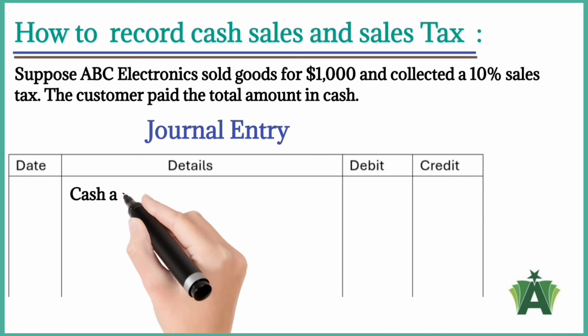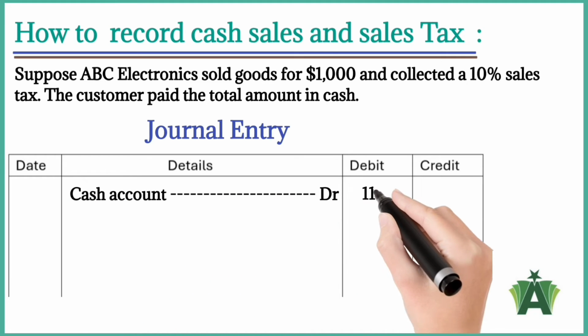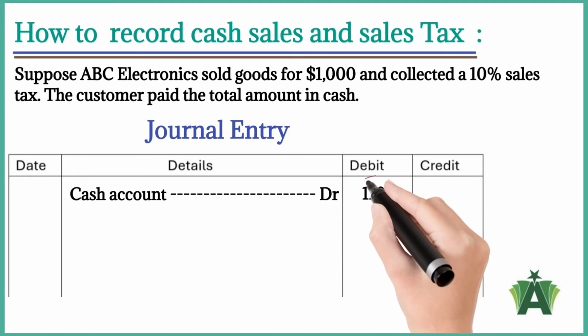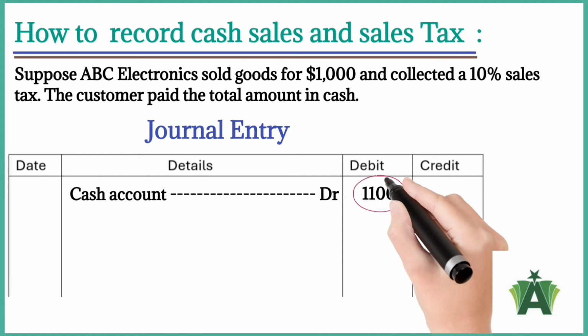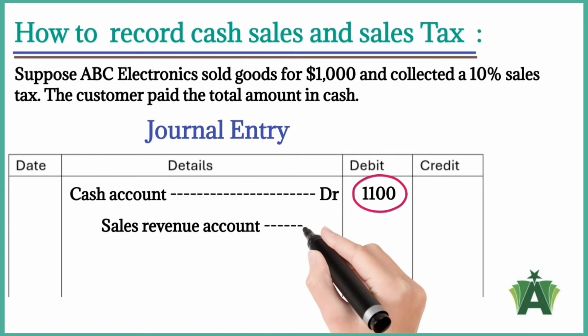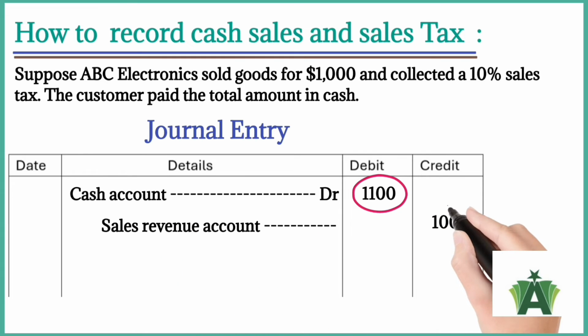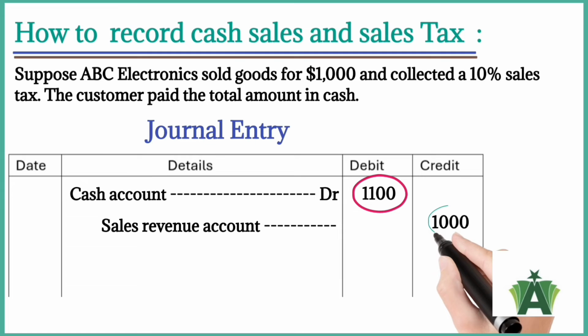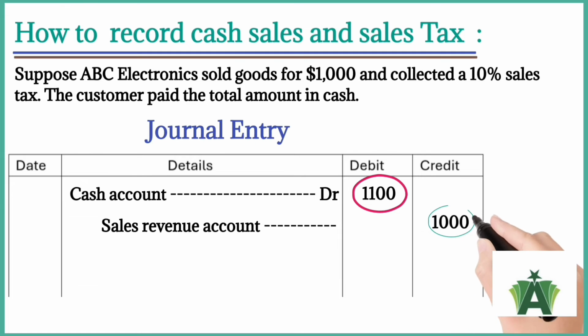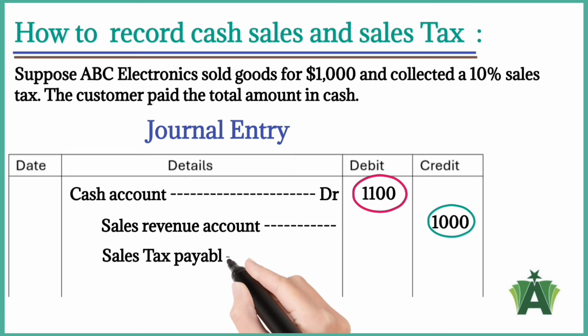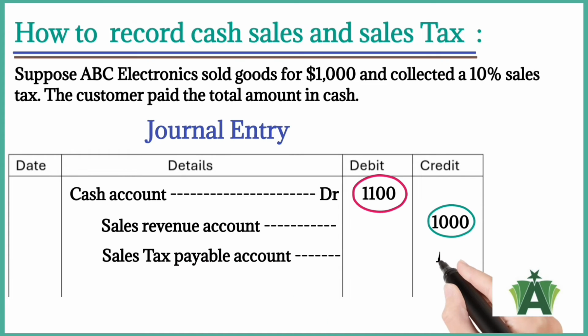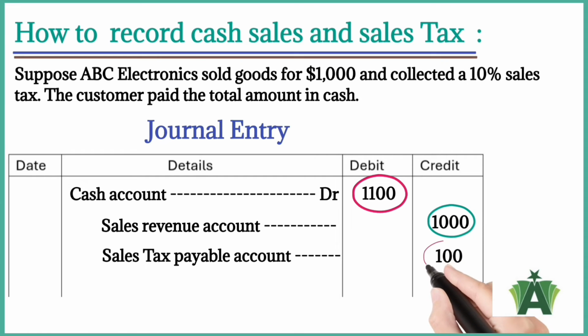The cash account is debited $1,100 to record the increase in cash received. Reason: cash is an asset account, and assets increase with a debit entry. The sales revenue account is credited $1,000 to recognize the income earned from the sale. Reason: revenue accounts increase with a credit under double entry accounting rules. The sales tax payable account is credited $100 because this amount represents the tax collected from the customer. Reason: sales tax payable is a liability account, and liabilities increase with a credit.